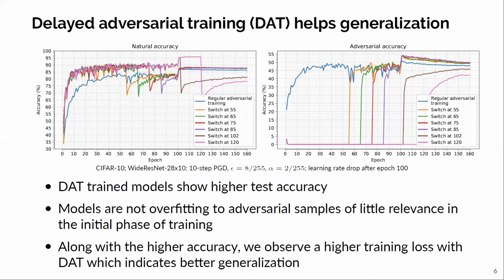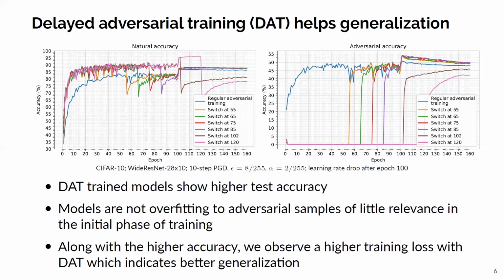When using delayed adversarial training, the models are not all fitting to adversarial samples of little relevance in the initial phase of training. Instead, they are fitting to natural samples which need to be classified correctly. In our paper, we also compared the training loss curves of regular adversarial training and delayed adversarial training. We observe a high training loss when our method is used. This, along with the higher accuracy, indicates better generalization.